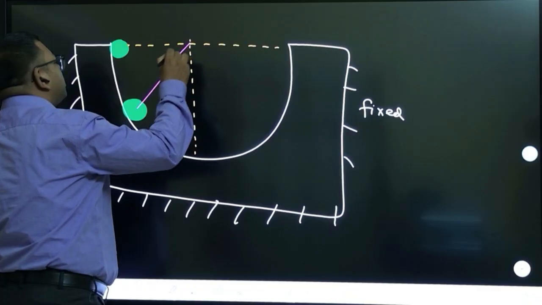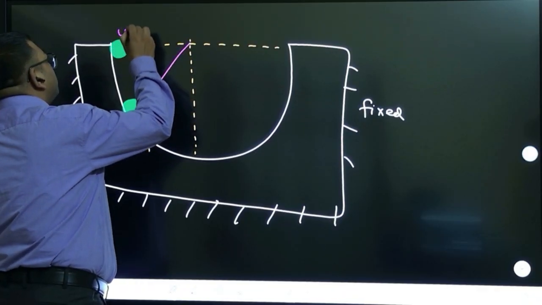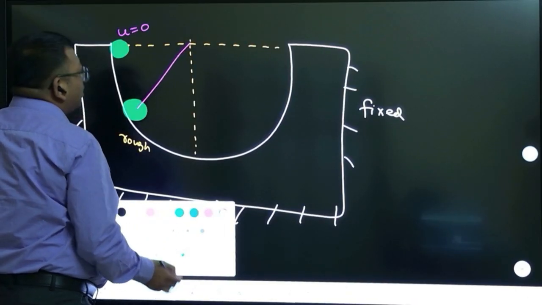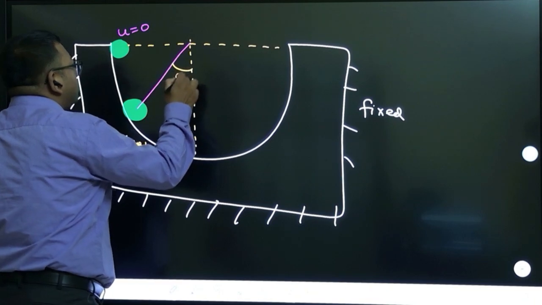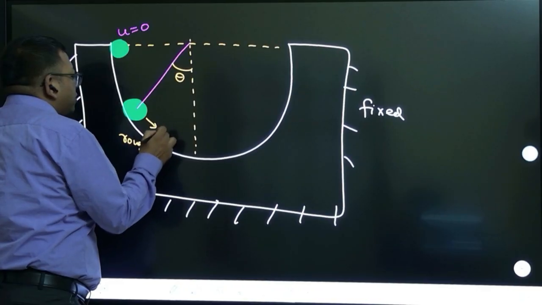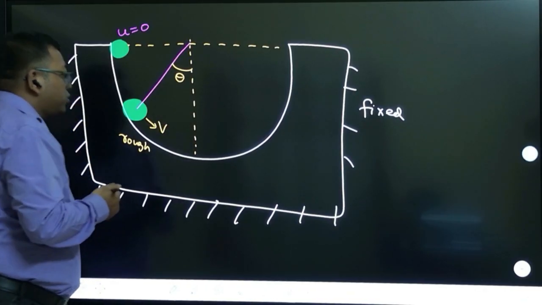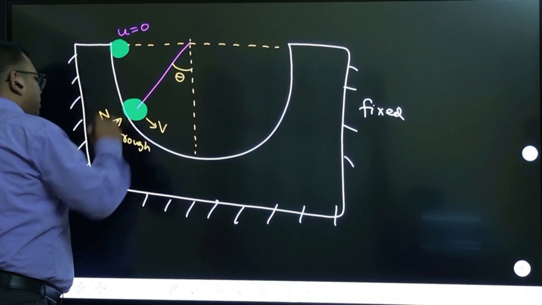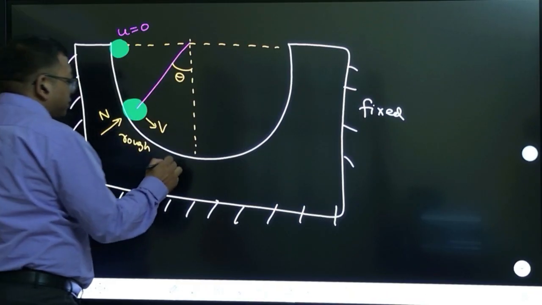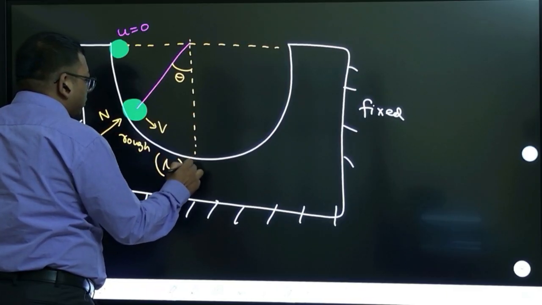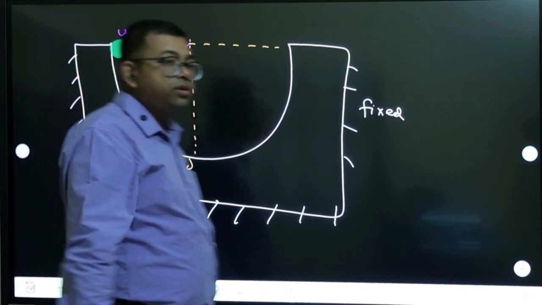Initially this was horizontal, it was released, so the speed was 0. And when it comes to this position, it makes angle theta with the vertical. Now, they may ask what is the speed at this angle? Or they may ask what is the normal acting at angle theta, and the coefficient of friction mu is given for the surface.